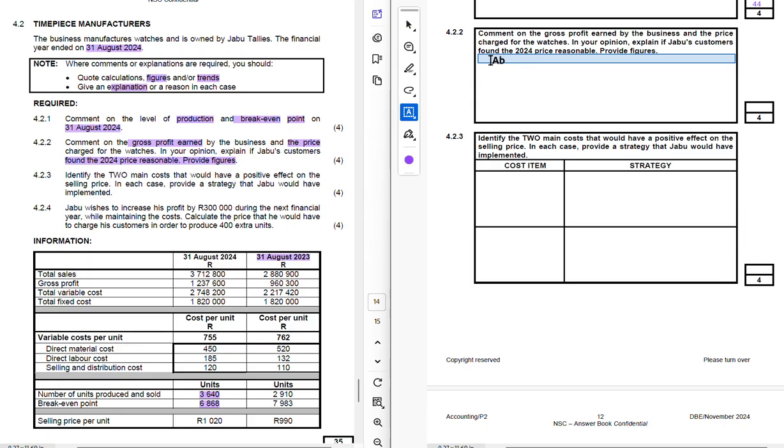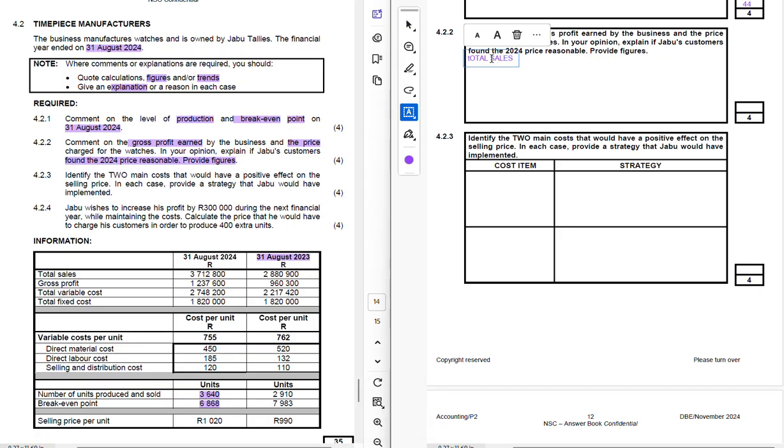As I've already stated, the first thing will be to comment on the total sales. So total sales increased. You see an increase in the sales from 2,880,900 to 3,712,800. And that is an increase of 28.9%. Right, so that's the first part. Then we look at gross profit. Gross profit also improved or increased. You can say improved or increased, whichever you feel comfortable with. From where are we moving? We are moving from 960,300 and we move straight to 1,200,000.